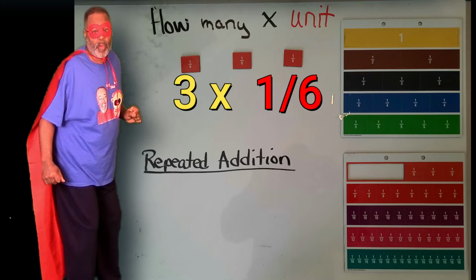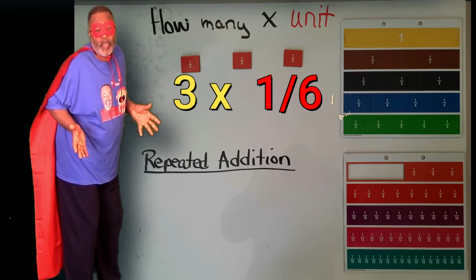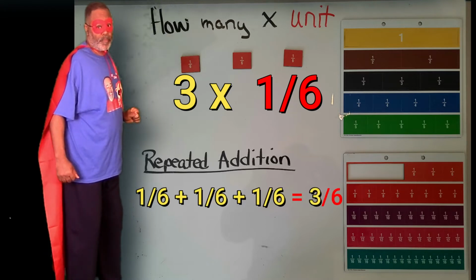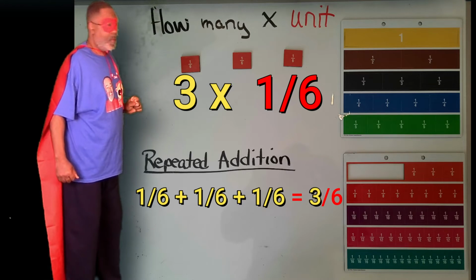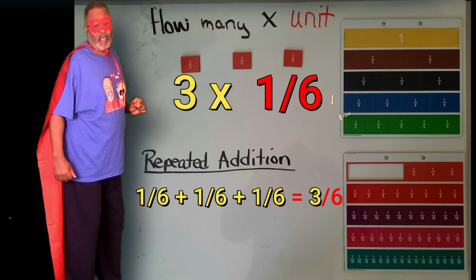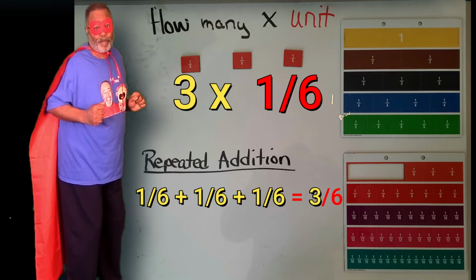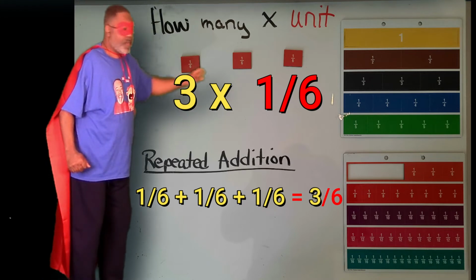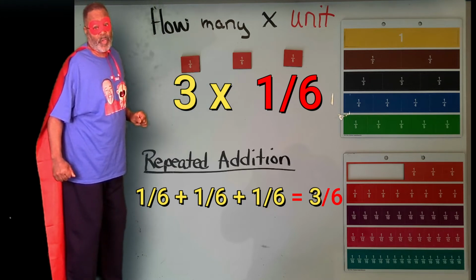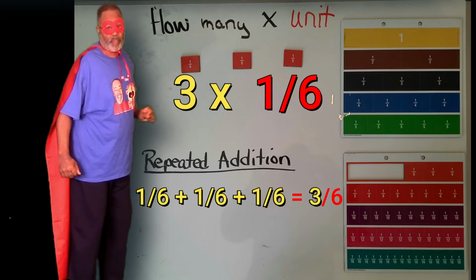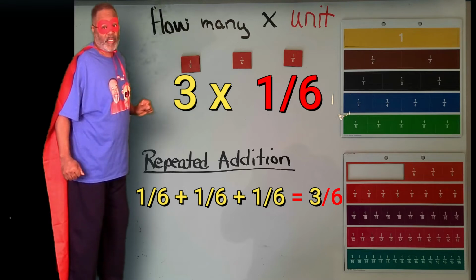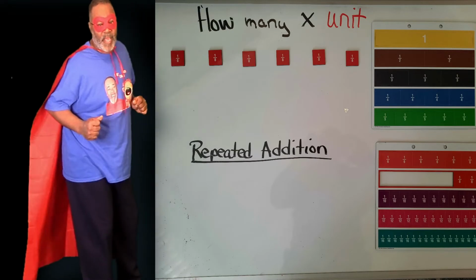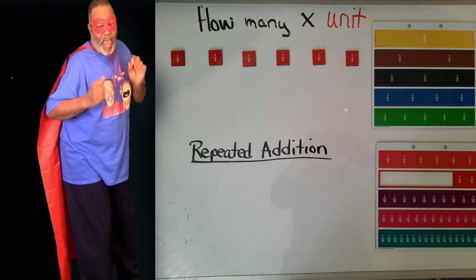All right, let's look at the repeated addition for this problem. So we know we have 3 1/6, so all we got to do is add those 1/6 together. So if we add 1/6 plus 1/6 plus 1/6, that equals what? 3/6. Because remember, if the denominators are the same, we don't add the denominators, we only add the numerators. So 1/6 plus 1/6 plus 1/6 is 3/6.